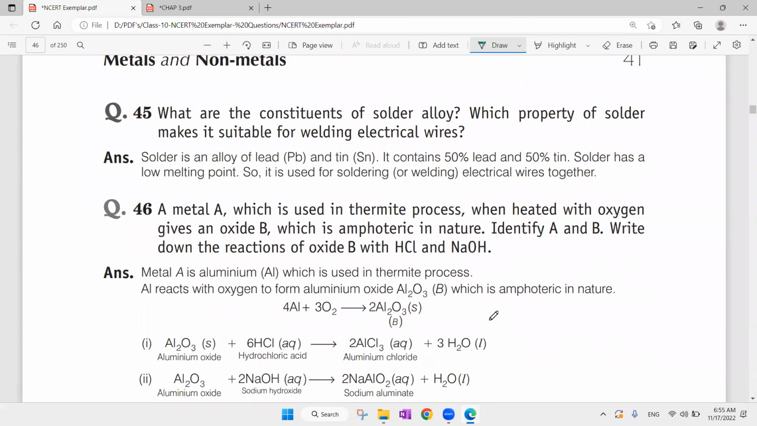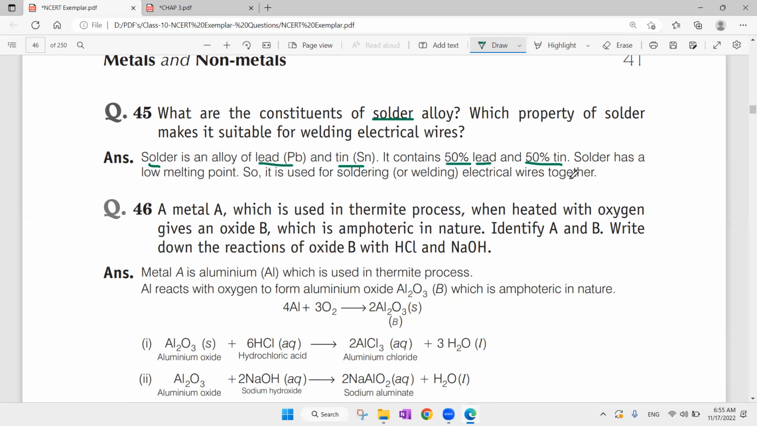45. What are the constituents of solder alloy? Which property of solder makes it suitable for welding electrical wires? We have studied this in the material itself, and also in NCERT Exemplar. Yesterday when we were studying, solder is an alloy of lead and tin. We have to remember this, containing 50% lead and 50% tin. Solder has a low melting point, so it is used for welding electrical wires.